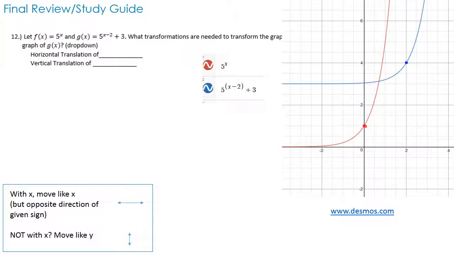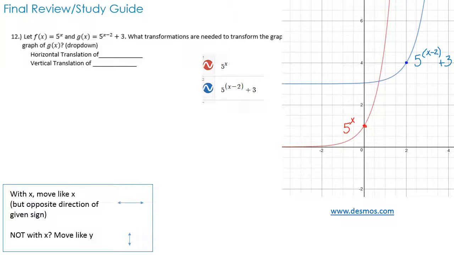So we're going to look at the horizontal translation and the vertical translation from f of x to g of x. We can go ahead and graph these. We can use Desmos.com and graph our two functions, f of x, 5 to the x power, and g of x, 5 to the x minus 2 all plus 3 power. And then we can see what our translations are from there. So the red one, this is our f of x. This is our 5 to the x power, and this blue one up here, this is our 5 to the x minus 2 all plus 3 power.